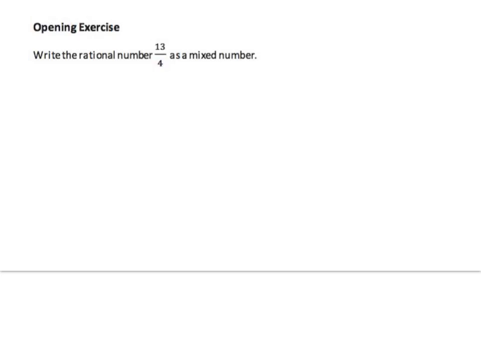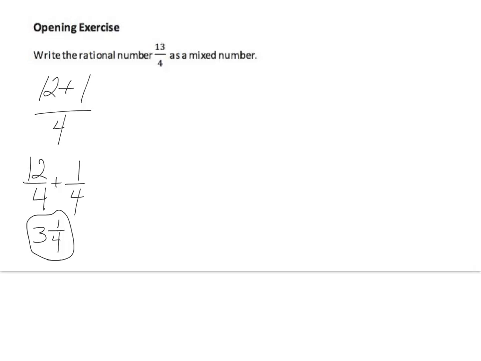So let's just talk about this rational number, and let's write it as a mixed number. There's a few ways we can talk about mixed numbers and how to separate it out. If I separated 13 into 12 plus 1 and kept it over 4, I can do 12 over 4 plus 1 over 4, which gives me 3 and 1/4.